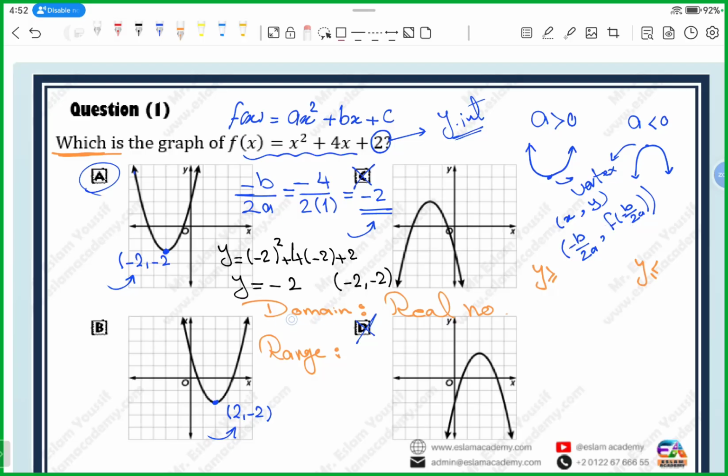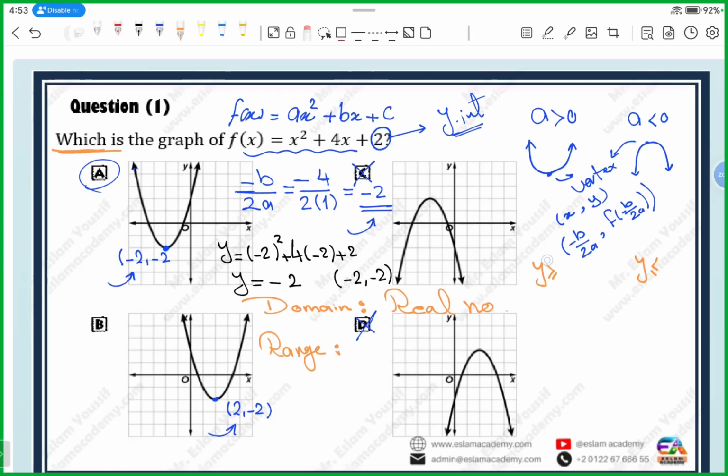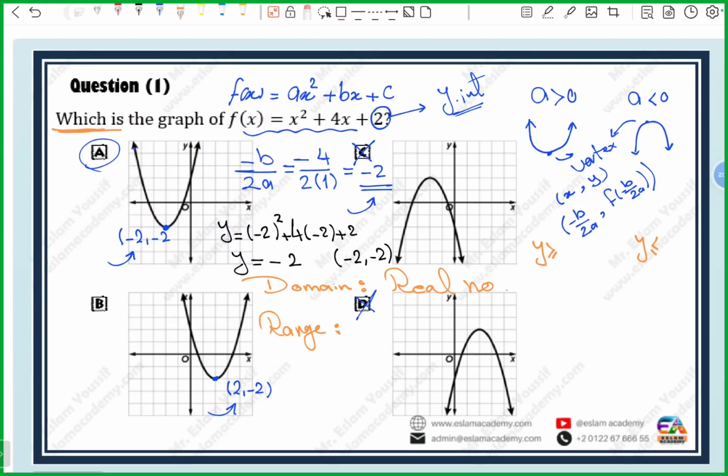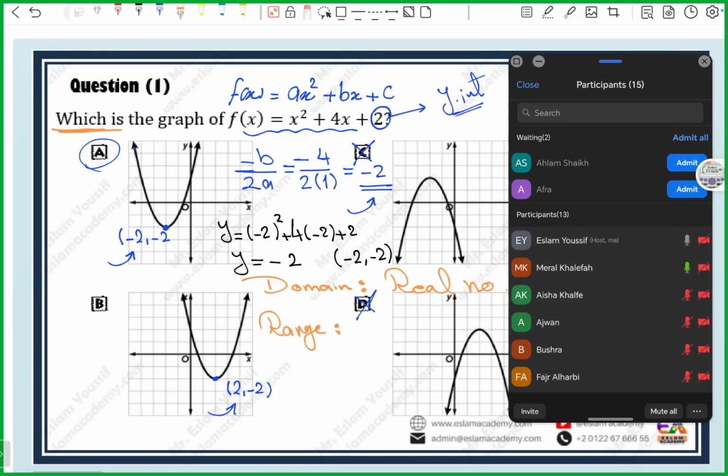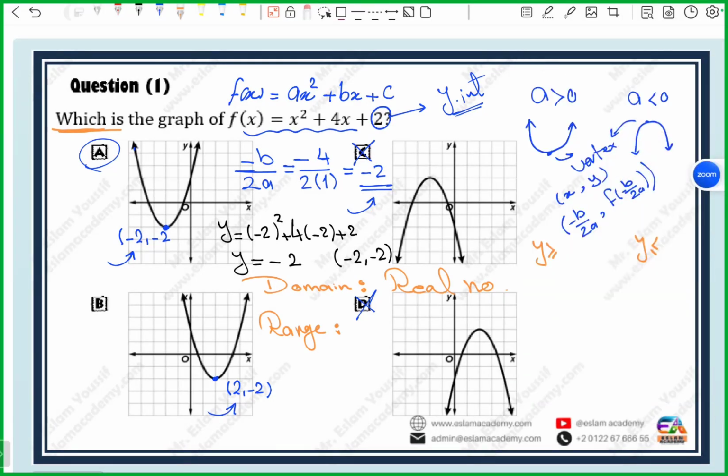We said the domain for any polynomial function is all of the real numbers. The range, if the parabola is opening up, will be y greater than or equal to, and if the parabola is opening down, will be y less than or equal to. What is the number that I have to write beside the parabola? The y coordinate of the vertex.